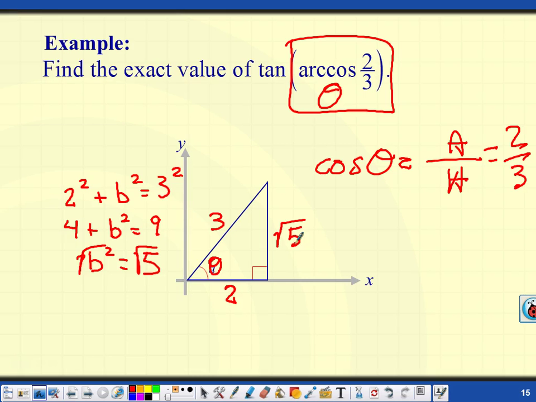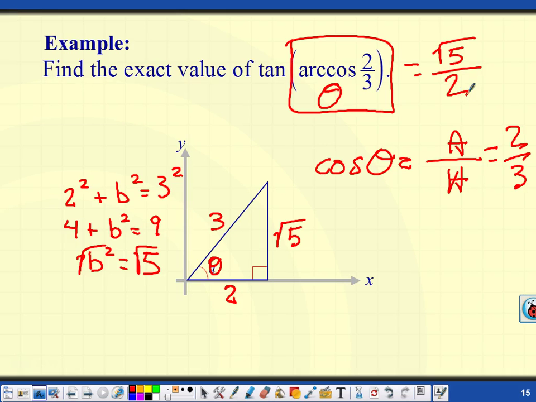So now you drew theta, the angle whose cosine is 2/3. Now this is just the tangent of theta, and the tangent of theta would be what? Square root of 5 over 2. Opposite over adjacent.